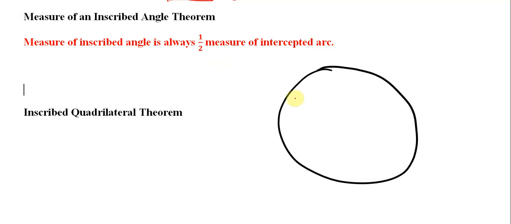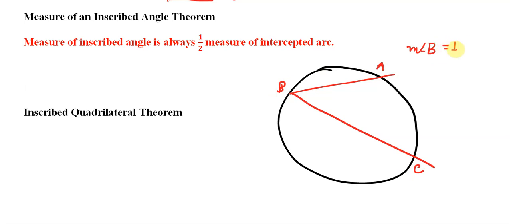So that means if I have a circle and then I inscribe some angle into here, right? So if I inscribe this angle into there, and let's say this is angle ABC, okay, then one thing that we can say is that the measure of angle B, that's the inscribed angle, is equal to 1/2 the measure of the intercepted arc. In this case, it's AC.